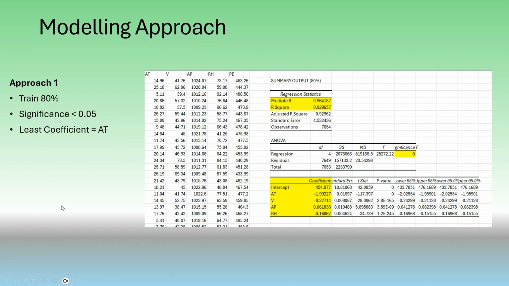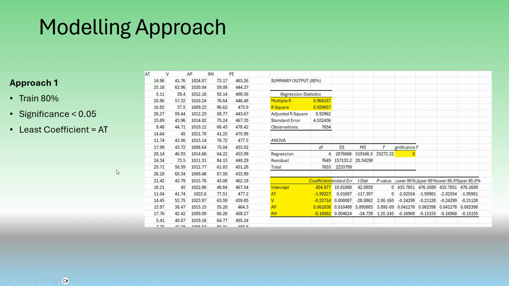So what approaches have I taken? Approach one was to run the regression in Excel with 80% of the data. When I run it, we're getting an R squared of 0.923. The significance is 0, and that's significant because it's less than 0.05. And when having a look, we can see that the least significant coefficient is the AT.